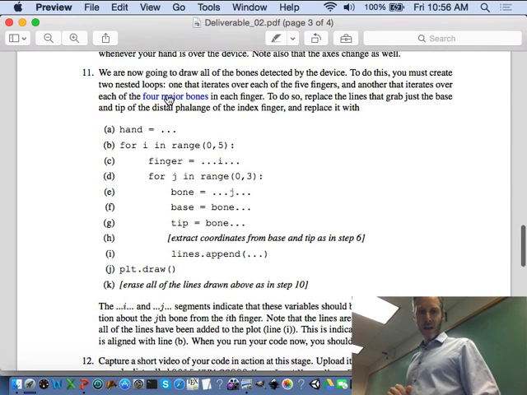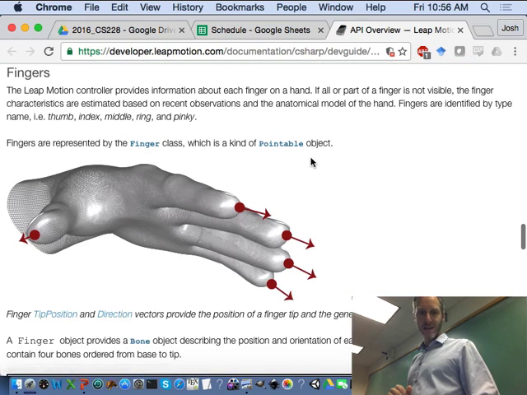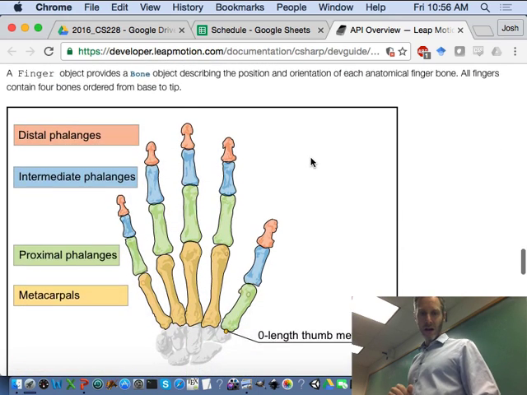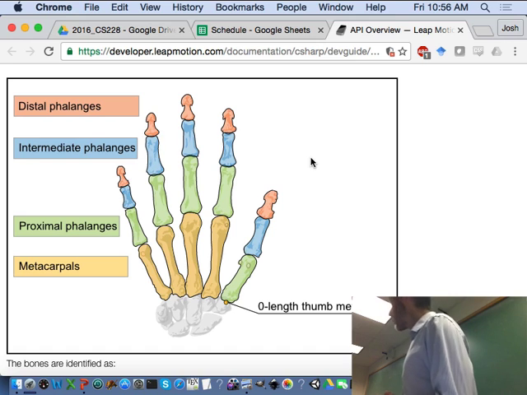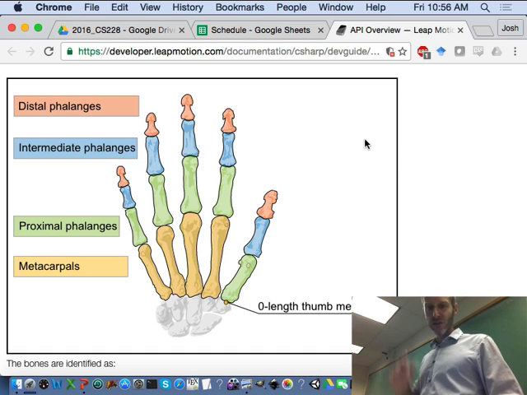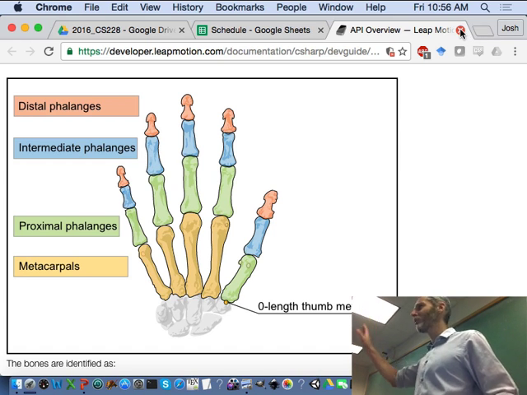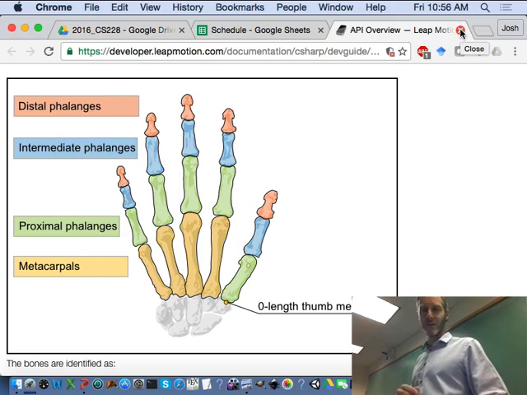Okay, in step 11 here, I put a handy link to some documentation here. This is very helpful. So I kind of misspoke last time when I said there are 3 bones in your hand. There are technically 4, but we're only going to focus on the 3 outermost ones, the distal, intermediate, and proximal phalanges. Okay, so this is a good reference as you start to try and figure out which bone and which finger you're working with.